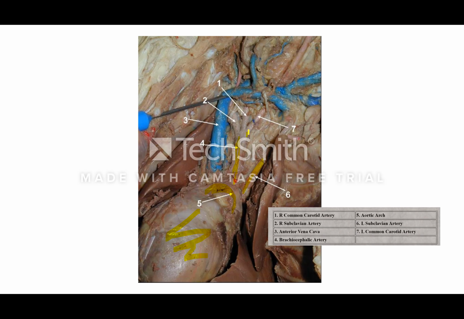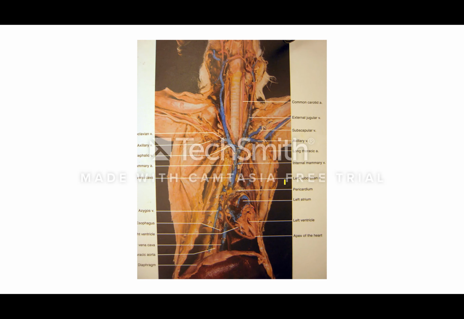Then the brachiocephalic branches into the left and right common carotid arteries. And then this branch here is the right subclavian artery. On this picture, it's mostly showing you veins, but I wanted to show you the left common carotid artery here, and over here would be the right common carotid artery. You can see up here some arteries going into the larynx and throat region, and those are not on your hit list, but again, I wanted to warn you about seeing that.